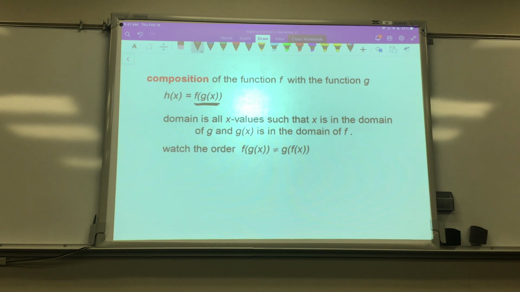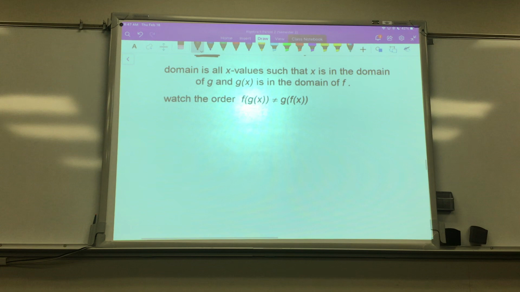Everything you guys have done up to this point, say you had a function and it said f of 2. F of 2 would say you take 2 and you plug it into the function, correct? So f of g of x, that's saying you're going to take a function of a function and plug it into a function. It's still the same idea, it's just going to be an expression now instead of just a number. Domain, we'll talk about that here at the end. Now, watch the order. f of g of x is not the same as g of f of x.